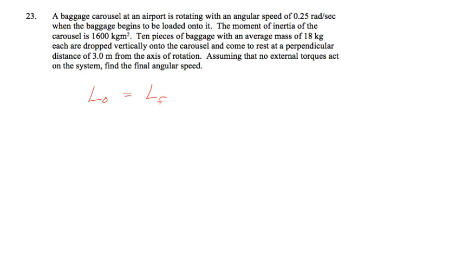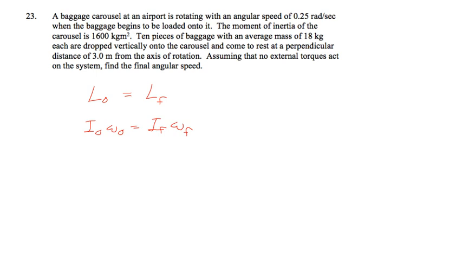But if we're assuming that no external torques act, then really the only things that affect L are I and omega. So I can take this equation and replace it with I_O omega_O equals I_F omega_F. So I only have 4 variables to worry about. Once I know 3 out of the 4, I can solve for the 4th.